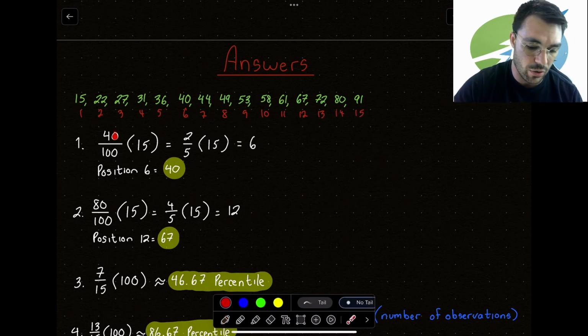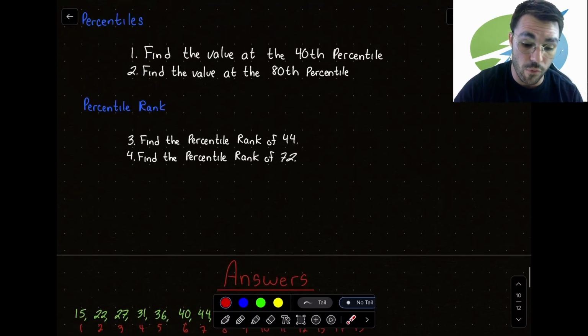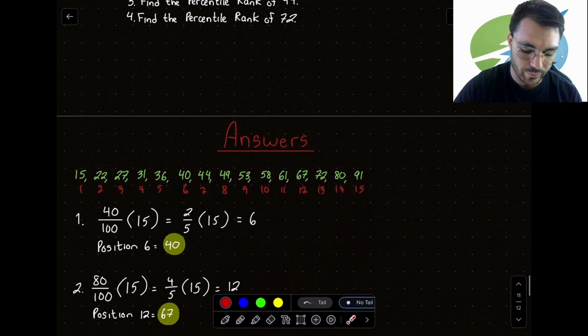Okay, so 40th percentile divided by 100 times 15. We do the math here. That gives us 6. So we know the 6th position is the 40th percentile. We count up 1, 2, 3, 4, 5, 6. At position 6 is the value of 40. Therefore, 40 is the 40th percentile.